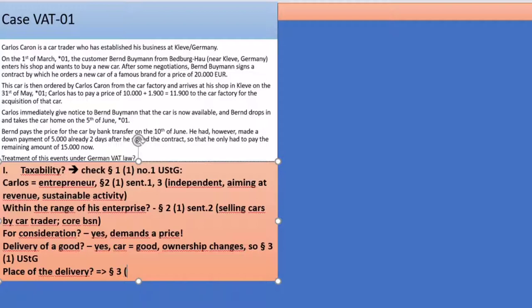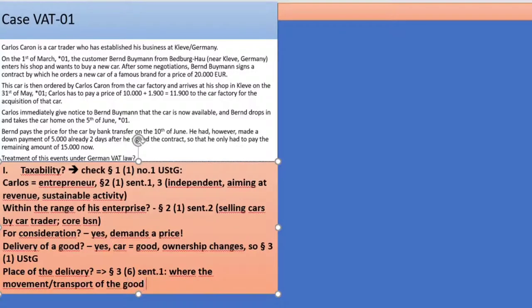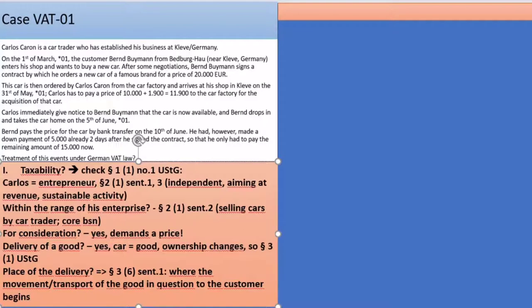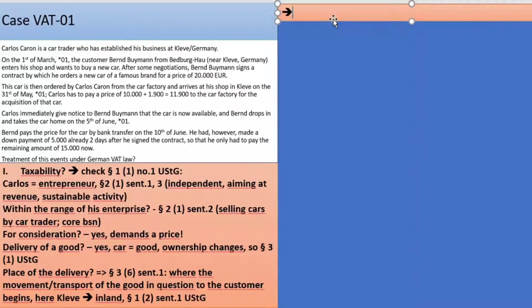The place of the delivery is the transaction attributed to the inland. And that is under paragraph 3.6 sentence 1, where the movement or transport or dispatch of the good in question to the customer begins, or by the customer begins. That's no difference here. That's Kleve. And Kleve is definitively in the inland from the perspective of value added tax. That is no surprise. So we end up with the simple insight: this is a taxable transaction in Germany under paragraph 1.1, number 1, UStG.